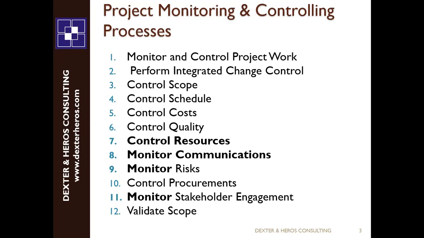When I look at what I plan and compare it with the result I am generating, is there any form of variance, which is called change? Variance is change. What do we do with that change? How do I accommodate such change into the project? So that is what we now call perform integrated change control.